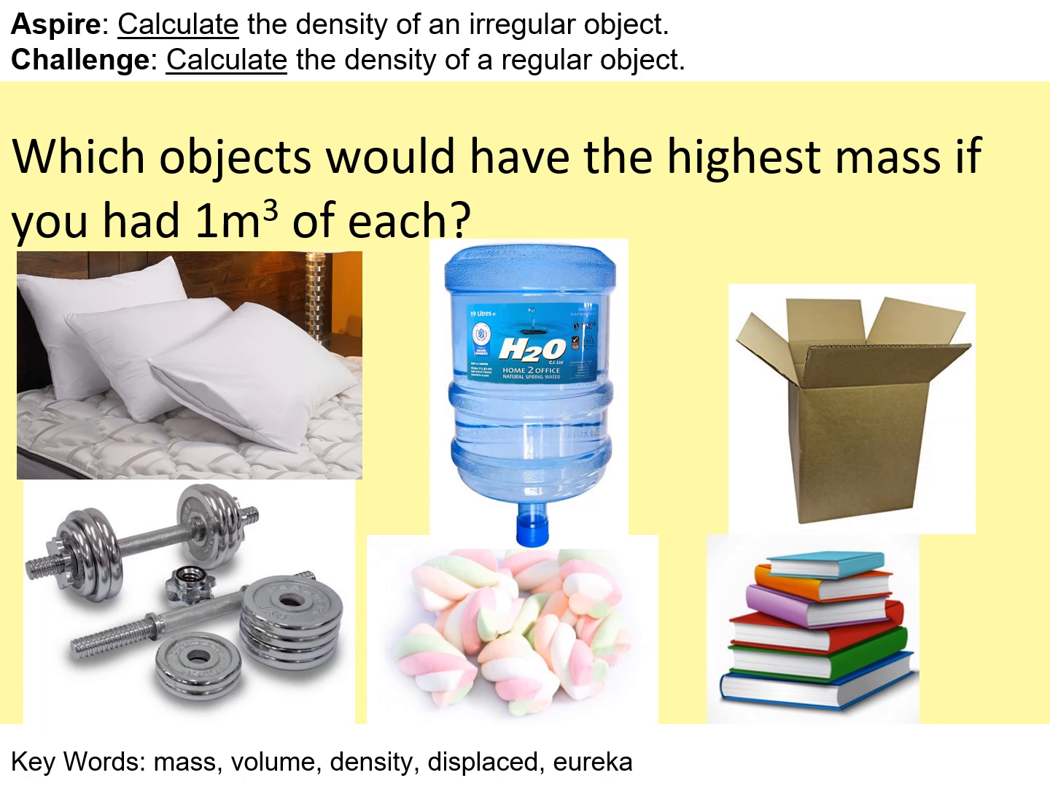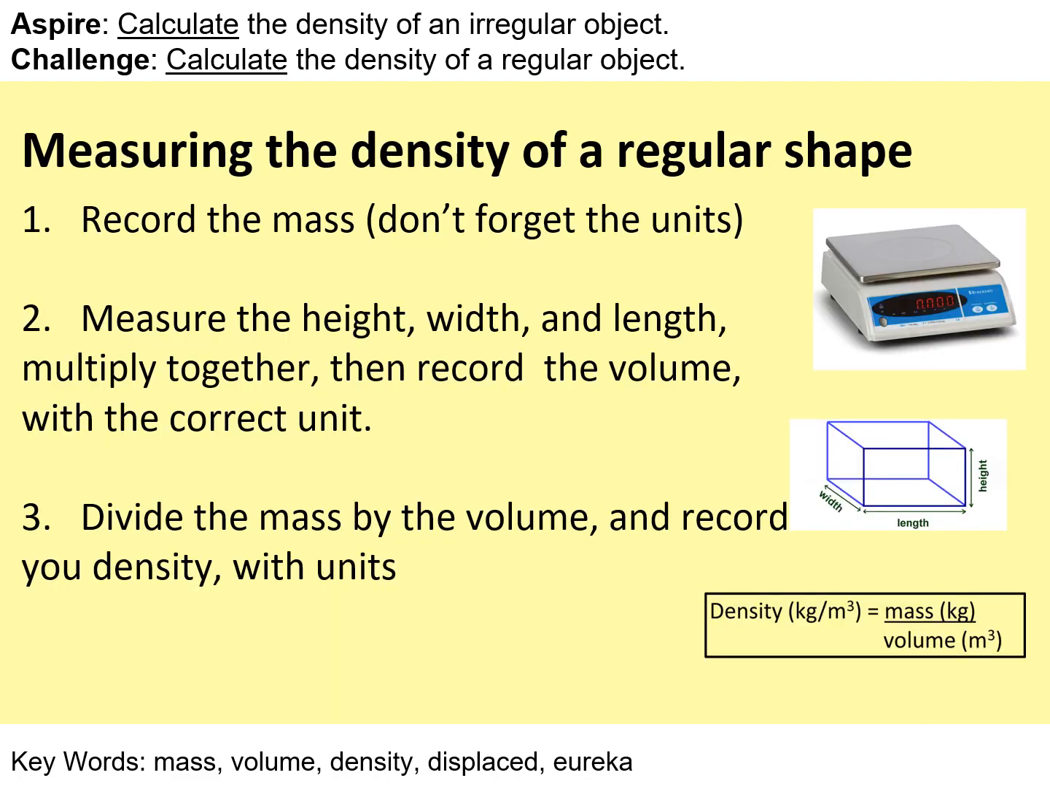Okay, so hopefully you would say that the dumbbells at the bottom would have the highest mass if you had a meter cubed of them in terms of its volume. If I wanted to measure the density of a regular shape, then it's quite easy. And by regular shape, I mean the one that has a normal shape to it. So it's like a cuboid or a cube or a cylinder or something like that. Something I can find out the volume with very easily using general formulas that we have in maths.